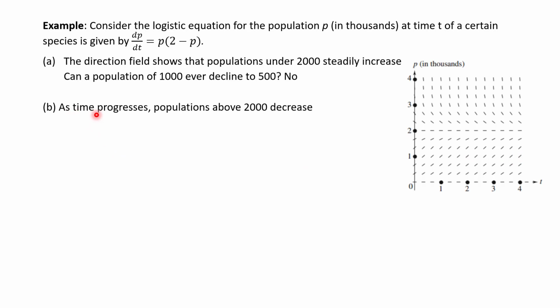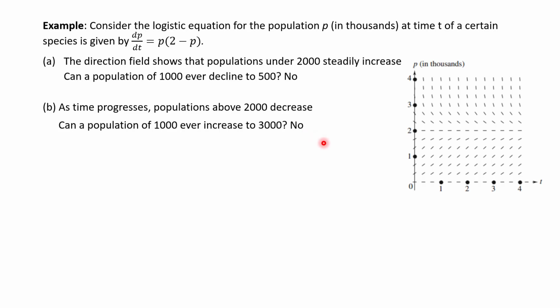For the next question, as time progresses, populations above 2,000 decrease. So again, here's 2,000, and all the populations above that, notice they're all decreasing. All the slopes are going down toward the right, which means they're decreasing. And so can a population of 1,000 ever increase to 3,000?